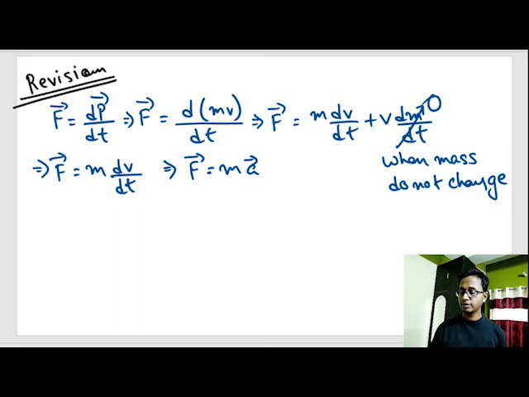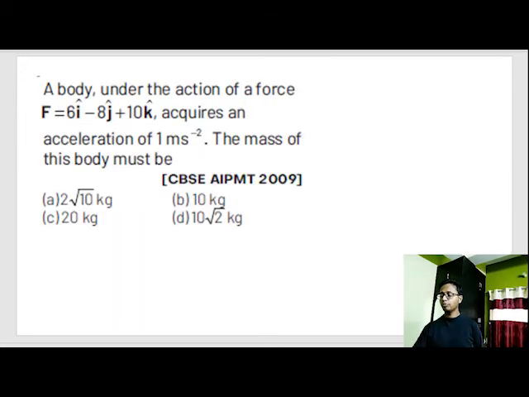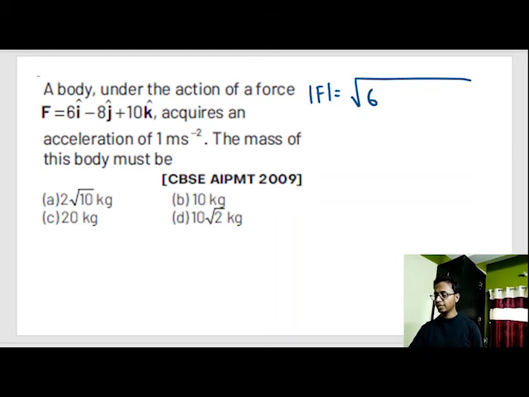So let's do a question. A body under the action of a force 6i minus 8j plus 10k acquires an acceleration of 1 meter per second square. The mass of the body is... I told you how to obtain the magnitude of a two-dimensional vector. Similarly, the magnitude of a three-dimensional vector can be obtained in the same way: 6 square plus (minus 8) square plus 10 square.